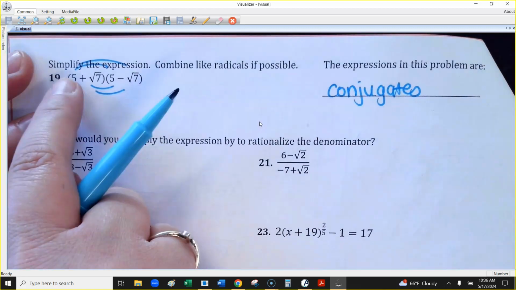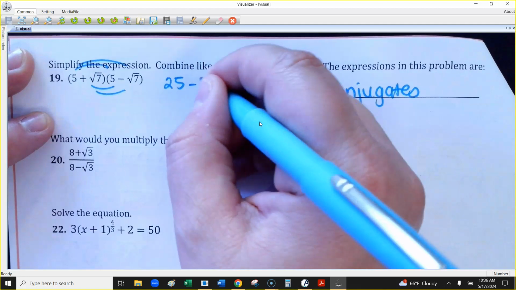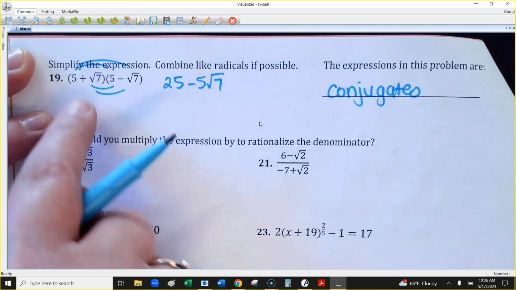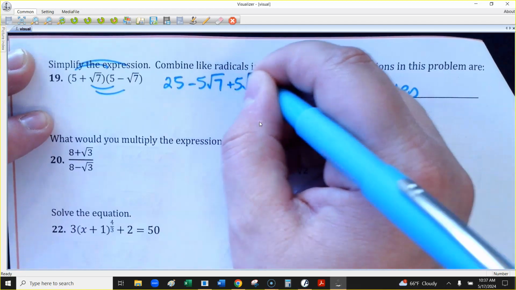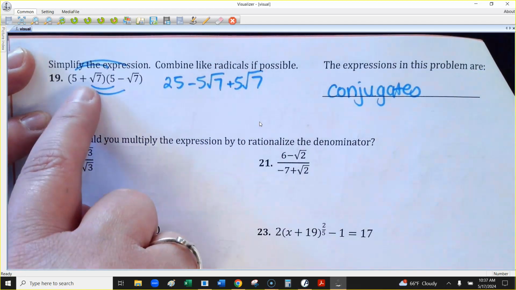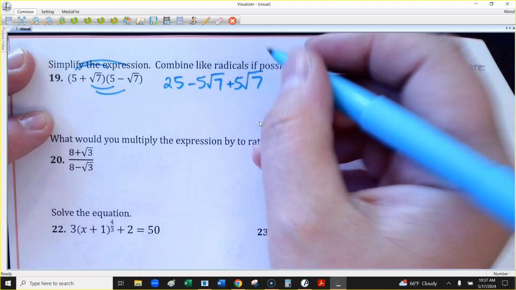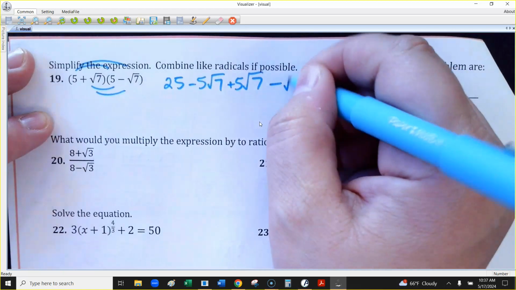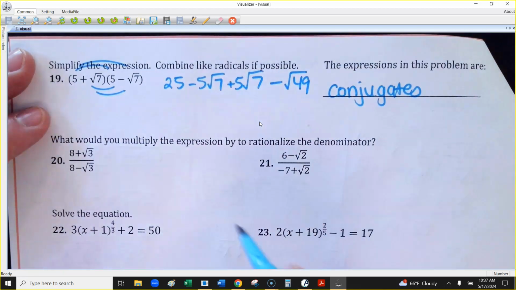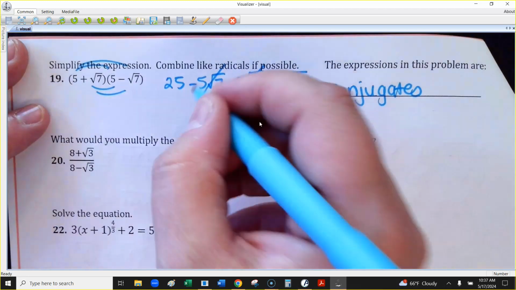So you get 5 times 5, so I'd have 25. Then you get minus 5 roots of 7. Then you turn around and get plus 5 roots of 7. So those guys are going to cancel each other out. And then this is always negative on the end because one's always a plus and one's always a minus. But this should become a perfect square because you're going to do 7 times 7. So that's going to give you 49. The two guys in the middle are going to cancel each other out. So I'm going to get 25.